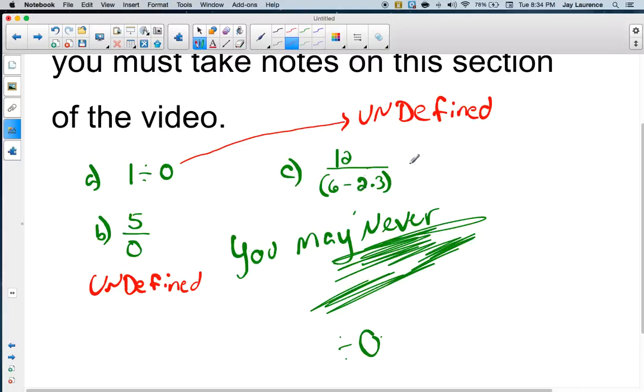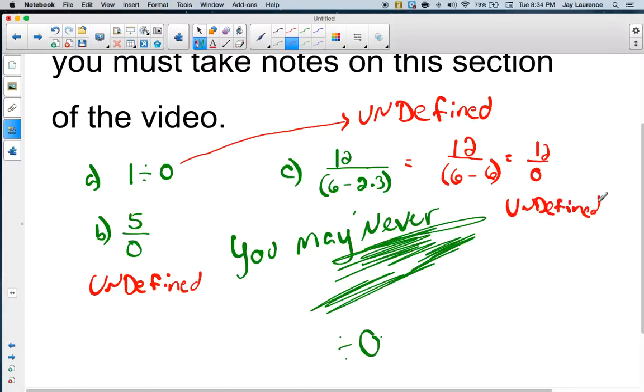All right, on this problem here, I'm going to use the order of operations to simplify my denominator. I'm going to do the multiplication first. So the denominator is going to turn into 6 minus 2 times 3, which is 0. And therefore, I have 12 divided by 0. This is undefined as well. They are all undefined.